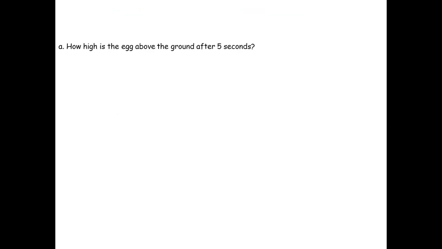Okay, now the word problem here. An egg is thrown off the top of a building. Its height in meters above the ground can be approximated by the polynomial 300 plus 2t minus 4.9t squared, where t is the time since it was thrown in seconds. How high is the egg above the ground after 5 seconds?